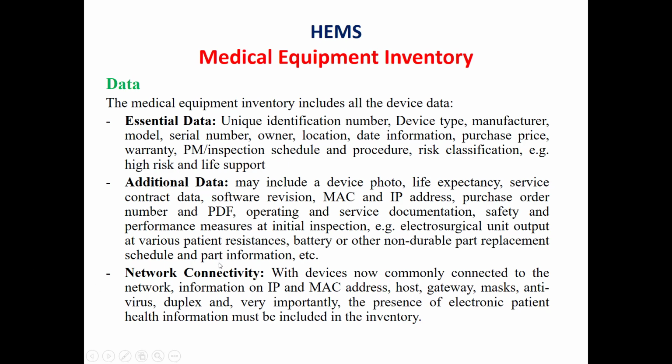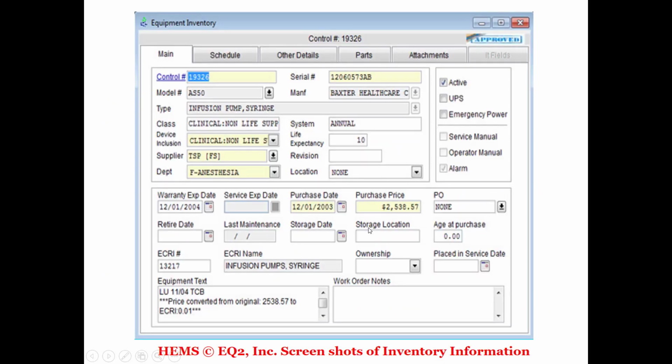The network connectivity becomes now essential due to the connectivity needed with the medical devices and with the hospital information system. So such information or data will include the IP and the MAC address, the host, the gateway, the masks, antivirus, duplex, and other information. As we can see, this is an example of the type of data.